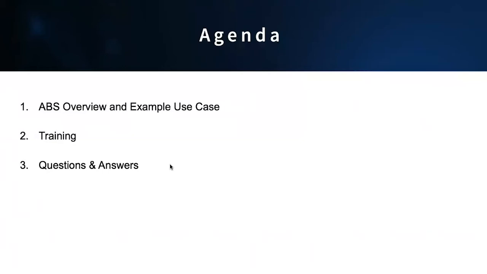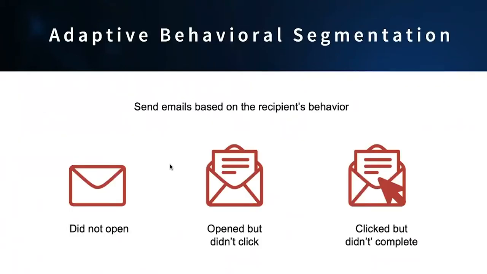So let's get started. Adaptive behavioral segmentation, just to introduce you to this feature, is really a way for you to send emails based on the recipient's behavior. So instead of just sending your email to everyone in your campaign, you can choose to just send to a selected group. And our predictive system will automatically change who to send the email to based on their behavior.